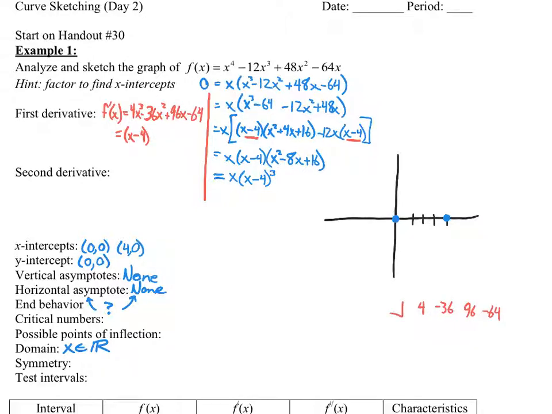So, 4, negative 36, 96, and negative 64. And I'm going to divide it by an x minus 4. So I put a little 4 in the box. 4, 16, negative 20, negative 80. 16 times 4 is 64. Add down and I get 0. So I know it's x minus 4 times 4x squared minus 20x plus 16.